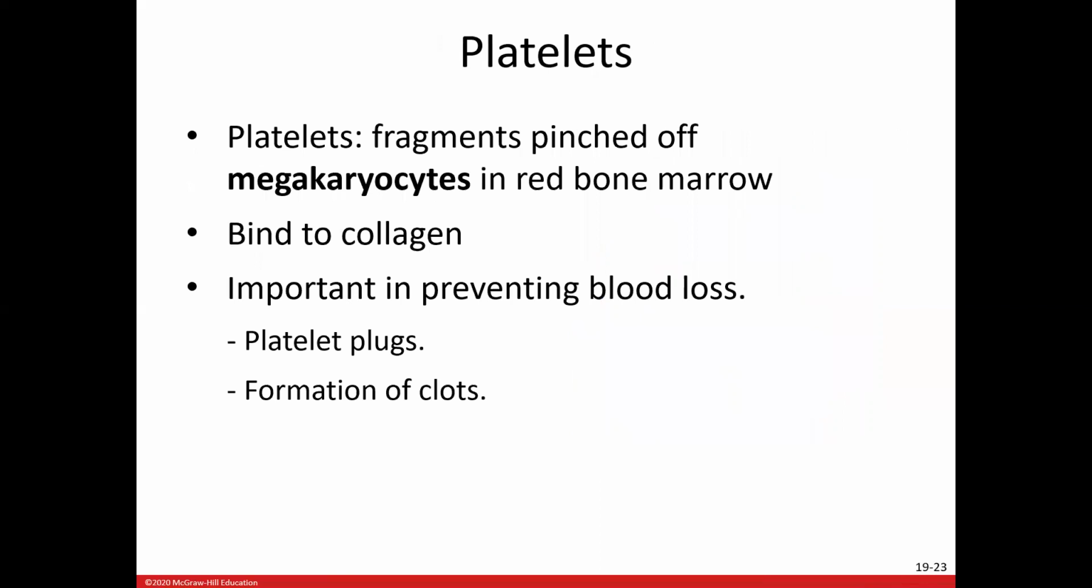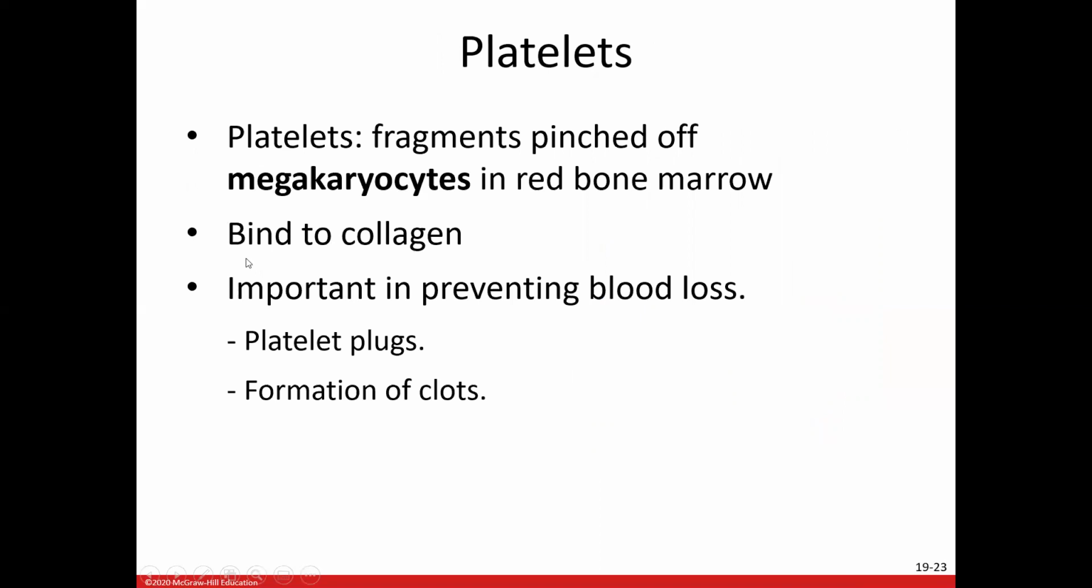Okay, so your last type of formed element is called your platelets. So again, these are just fragments. They're not full cells like your red blood cells and your white blood cells, but they come from your megakaryocytes. And your megakaryocytes originate as megakaryoblasts. So those immature forms develop into megakaryocytes, which form your platelets.